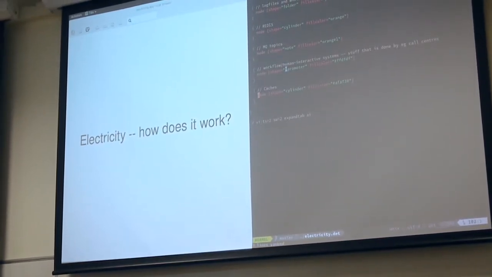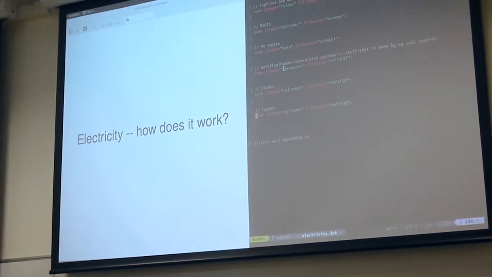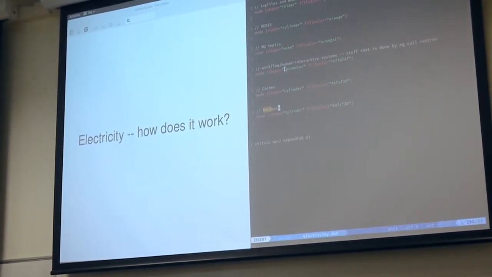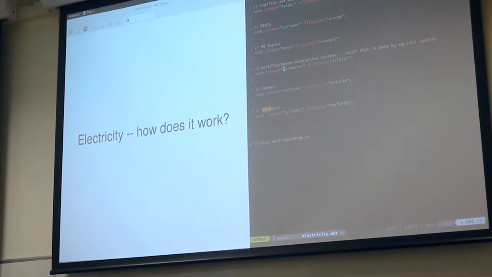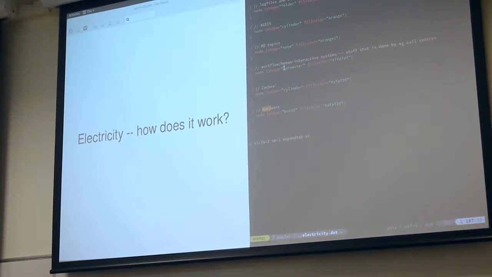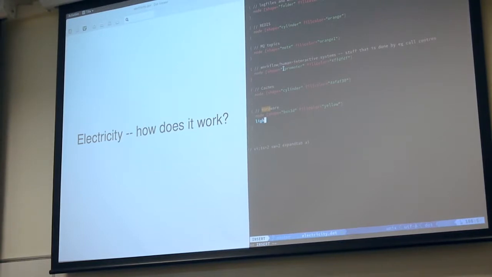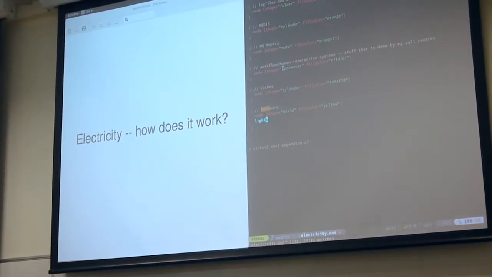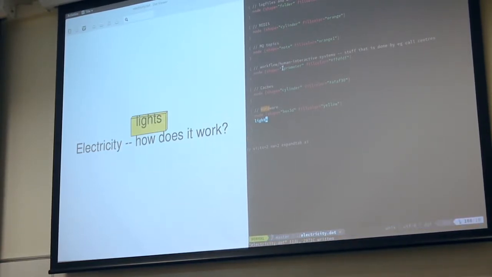All right. Let's put in some. And by the way, the GitHub repo for this will be available afterwards. I'll push all the changes up. Box 3D, and it can be yellow. All right, so let's have lights. Boom, lights, there they are.